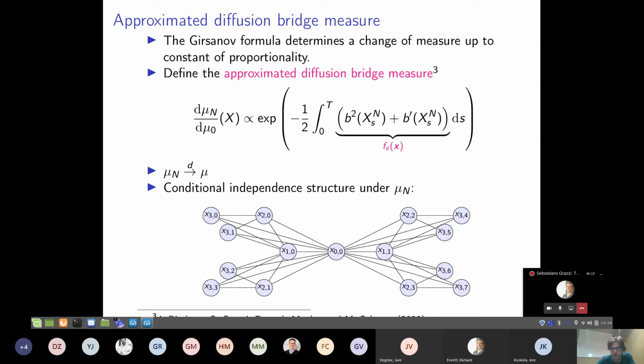I wanted to show it with this graph. For example, if we look at x_20 and x_22, they are conditionally independent because they don't have a direct edge between the two coefficients, and conditionally on the vertex which has an edge to both the coefficients. So in this case it is x_00.